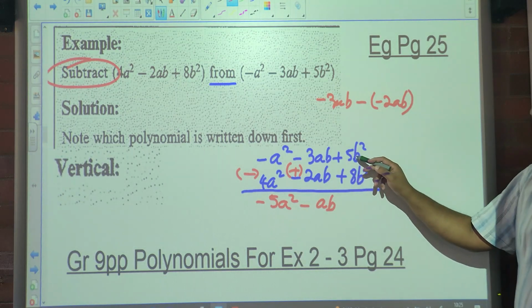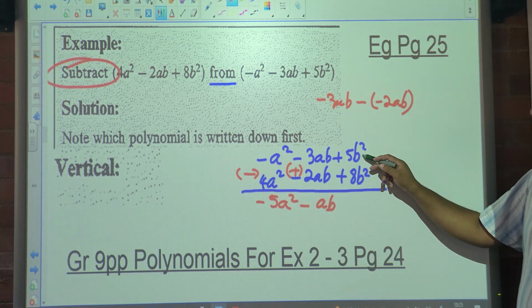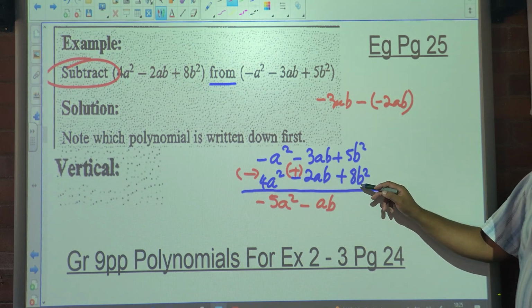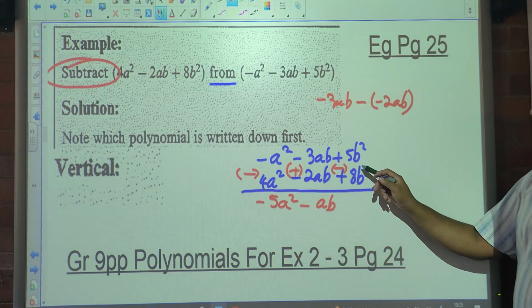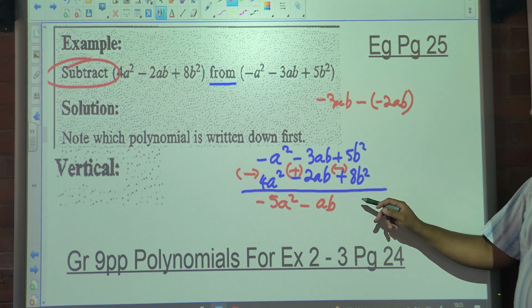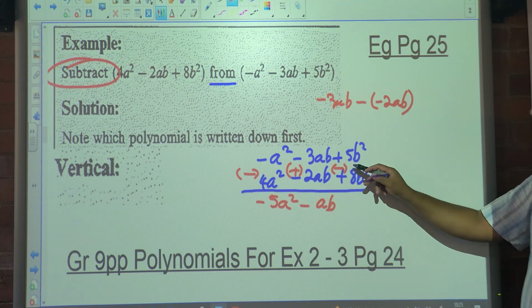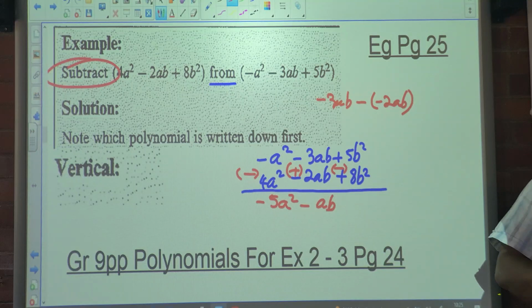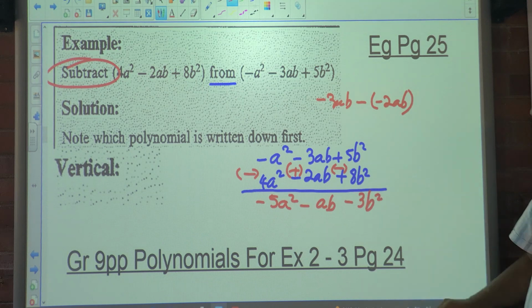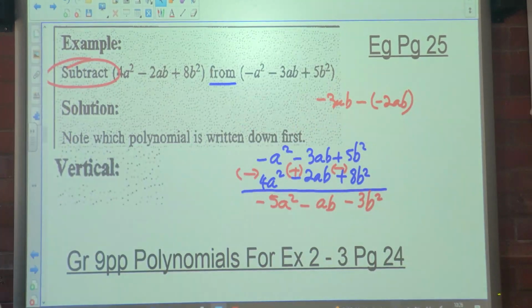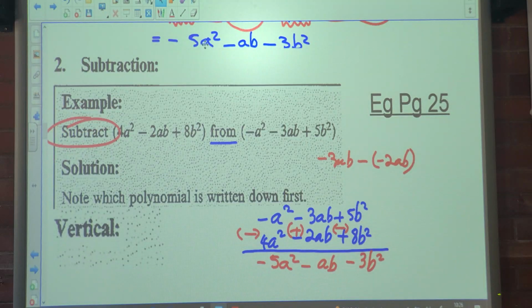And this one here is going to be 5b squared minus, so positive times negative is negative, not so? So it's 5b squared minus 8b squared. And what's 5 minus 8? Negative 3. So 5b squared minus 8b squared is negative 3b squared. And if you look at your answer there, the same: negative 5a squared minus ab minus 3b squared. Do you guys understand? Is there any confusion?